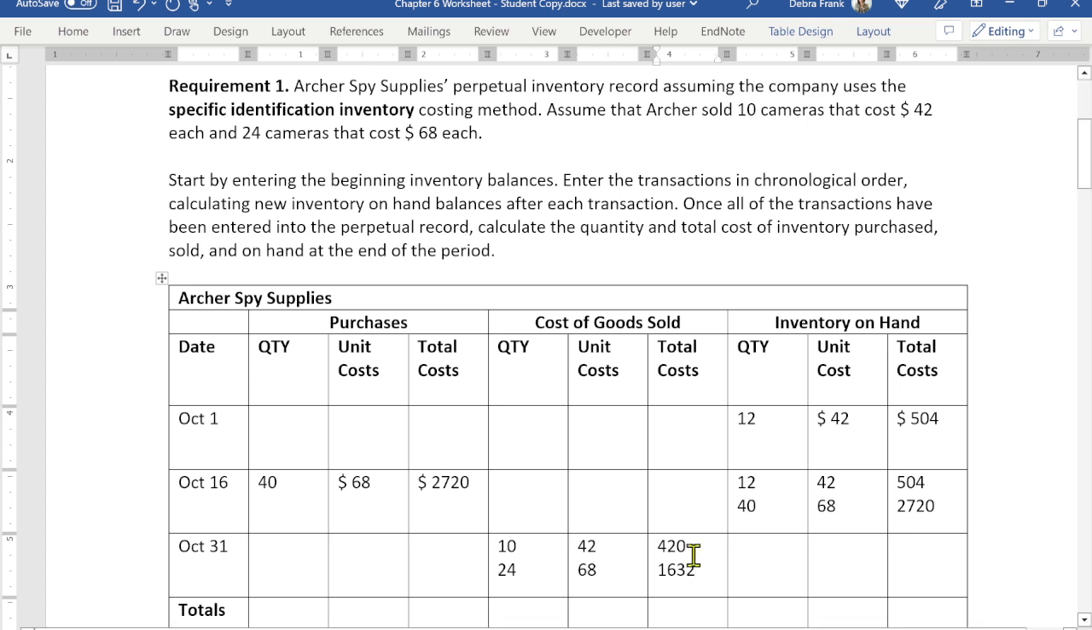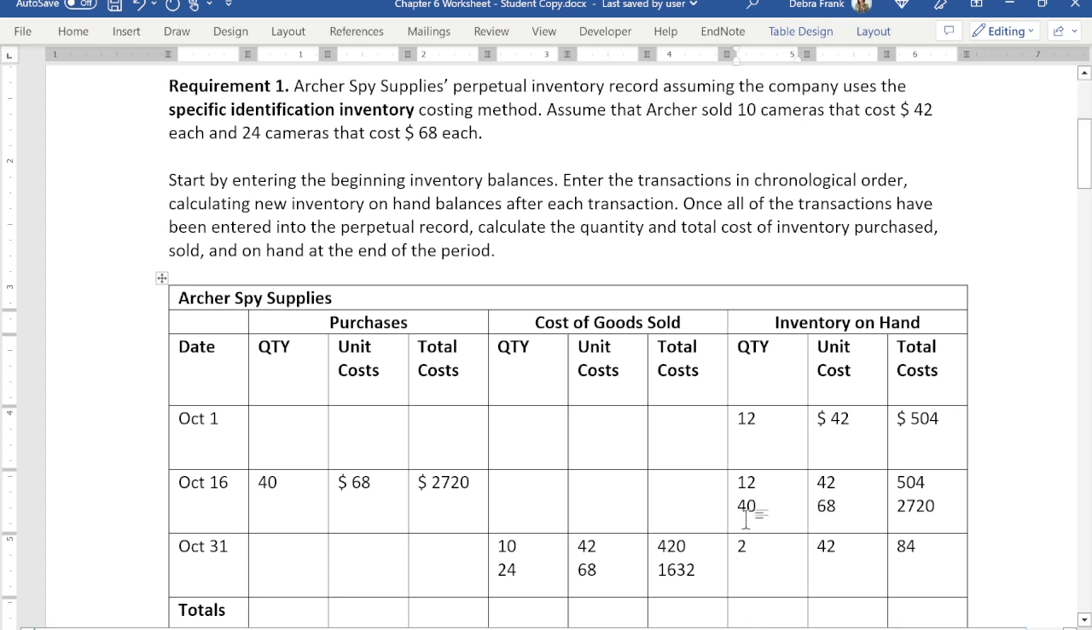Okay, so what's left? Inventory left on hand. Well, we started with 12 at $42 and we sold 10 at $42, so we only have 2, right? 12 minus 10, so we have 2 left at the $42 range, all right? And so 2 times 42 is 84.